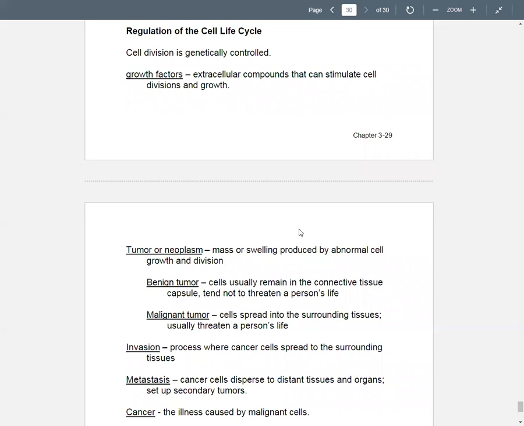Tumors, or another term, neoplasm. Okay, these are masses. So this is more of a medical application. Abnormal cell division can cause the production of tumors. You get abnormal cell growth, abnormal cell division. Tumors can be either malignant or benign. Okay, typically the benign tumors don't threaten the person. And those cells tend to remain in what we call a connective tissue capsule. Whereas malignant tumors tend to spread from one part of the body to another, and they usually are more life-threatening.